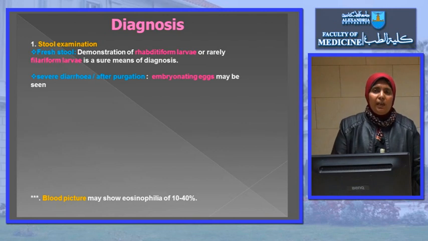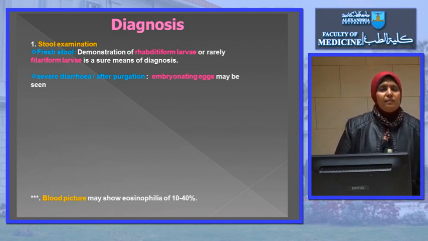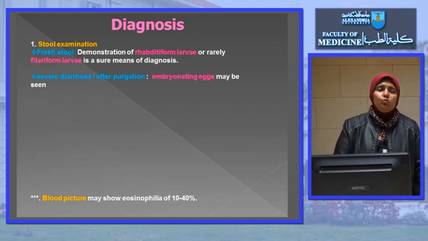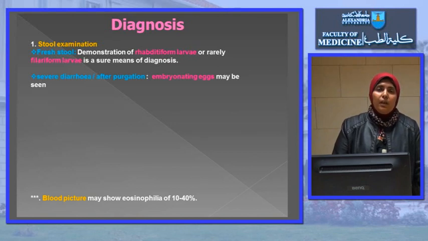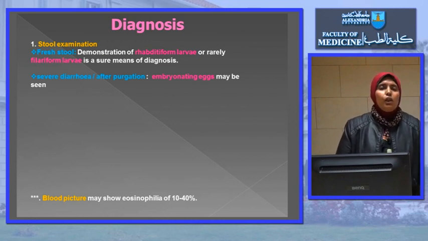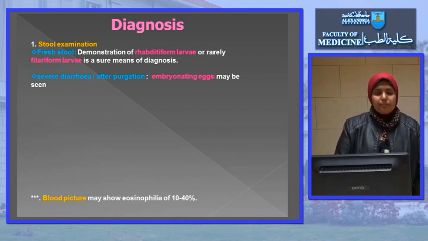Is there any chance of finding other stages? Yes. We can find the embryonated eggs in the stool. How can this be? This happens in patients with severe diarrhea or patients who are taking purgatives. In these two cases, all stages are passing out in the stool, including the eggs.